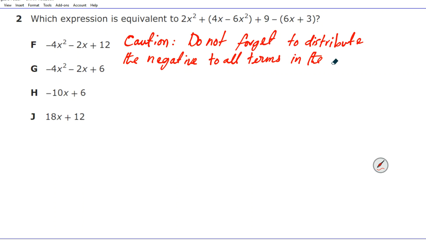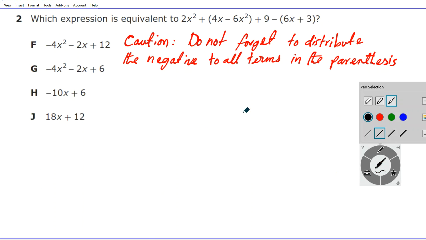One big mistake that most students make is they distribute the negative just to one term. Like you distribute the minus to just the 6x and forget about the positive 3, and that's incorrect. So make sure you distribute it to everything. All right, so let's go ahead and solve the problem.